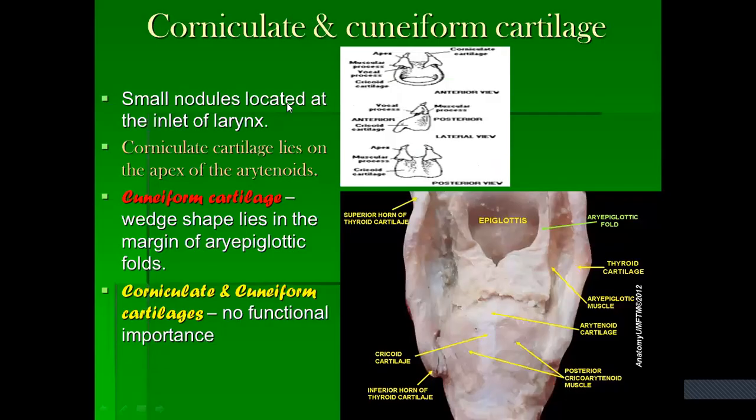Then corniculate and cuneiform cartilages. These are small nodules located in the inlet of the larynx. Corniculate cartilage lies at the apex of the arytenoids, and cuneiform cartilages, they are wedge shaped, lie in the margin of the aryepiglottic folds. So corniculate and cuneiform cartilages have no functional importance. Okay, so we can make out here the aryepiglottic fold. Within the aryepiglottic fold, you have the cuneiform cartilages. So these two cartilages have no functional importance.